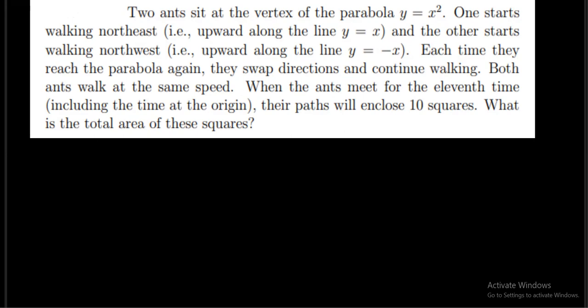What is the question? The question says that two ants sit at the vertex of the parabola y equals x squared. One starts walking northeast, that is upward along the line y equals x. Okay, fine. They have clarified in which direction the ant is moving. And the other starts walking northwest, that is upward along the line y equals minus x. Each time they reach the parabola again, they swap the directions.